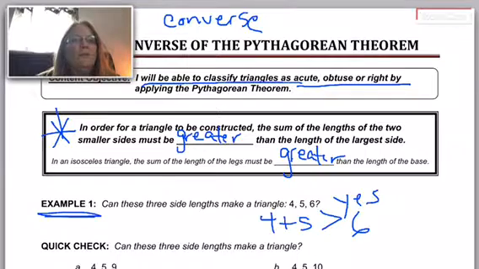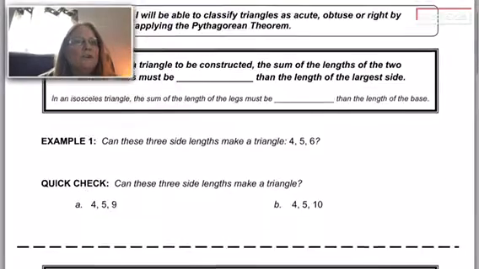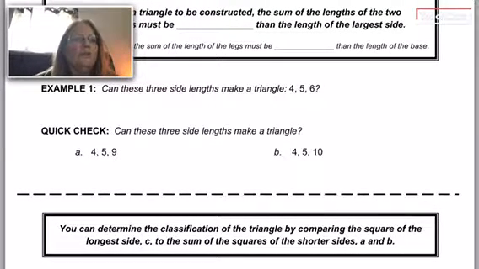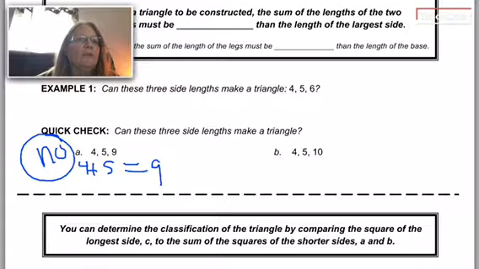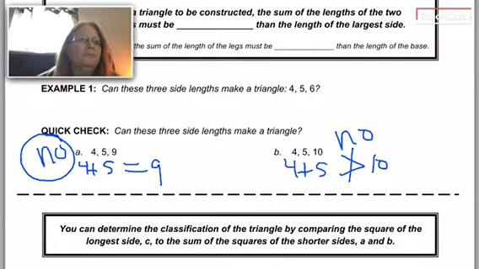Okay, so we're going to look at a couple quick checks here and just determine, do we even have triangles? So in the first one, 4, 5, and 9, well, 4 plus 5 is equal to 9. So no, we do not have a triangle here because it has to be greater. 4 plus 5 and 10. Again, 4 plus 5 is not greater than 10, so no triangle. Okay. So next we're going to look at examples of classifying the triangles.